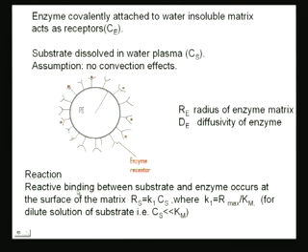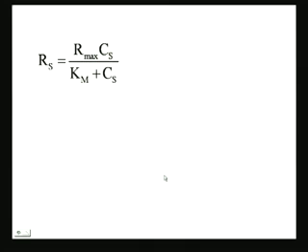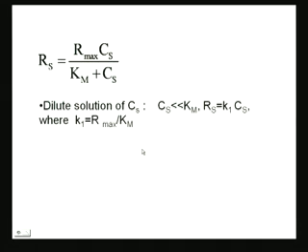So, the reactive binding between the substrate and the enzyme occurs at the surface, and we will do, as I said, 2 extreme cases: large concentration of substrate and small concentration of substrate. Okay. So, look at these 2 cases. This is my Michaelis-Menten kinetics in the limit of dilute concentration solution of CS, that is small concentration. CS is much smaller than Km, and my RS is K1 times CS, where K1 looks like a first order rate constant, and it's R max over Km.